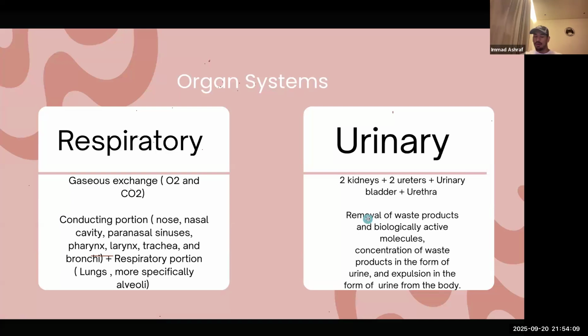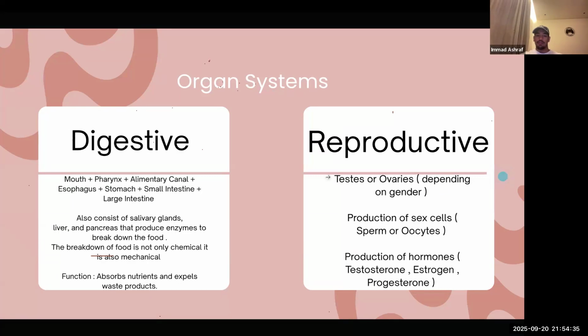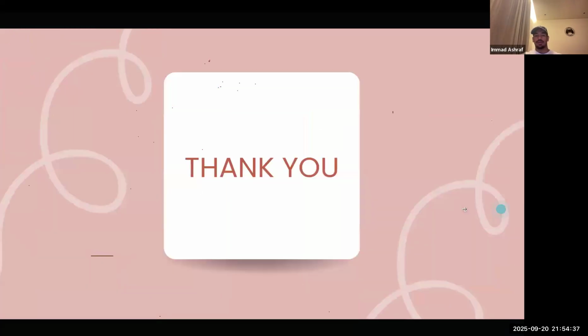So what's the job of the urinary system? It's easy. It's removal of waste products and biologically active molecules. For example, catecholamines leave through urine. There's a lot of drugs that are excreted through urine. And at the same time, urea, nitrogen, and other harmful substances are also removed via urine. And, oh, we have two more, but then this is generally the last thing.